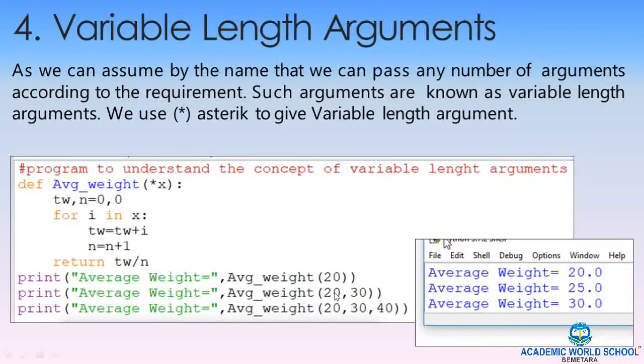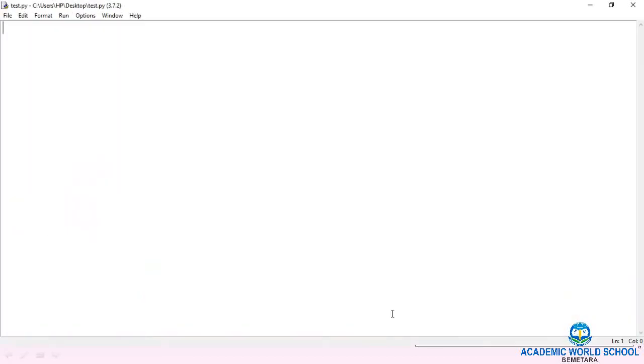In the first calling of the function we have passed only one argument, and you can see in the output the average weight is 20. But when I pass two arguments, the average weight is 25. When I pass three arguments, the average weight is 30. So in that case, you can pass any number of arguments in a function. For that, you can use variable length arguments.